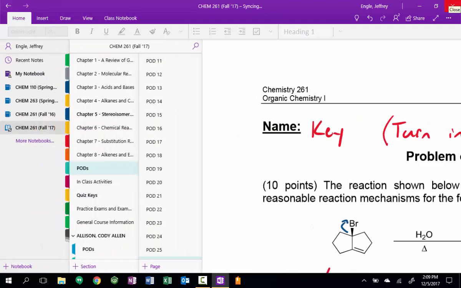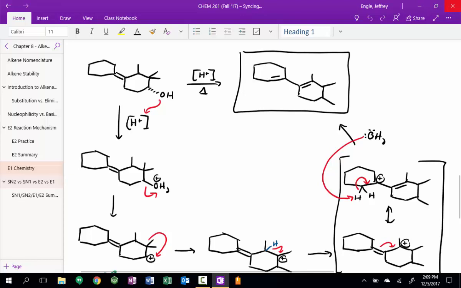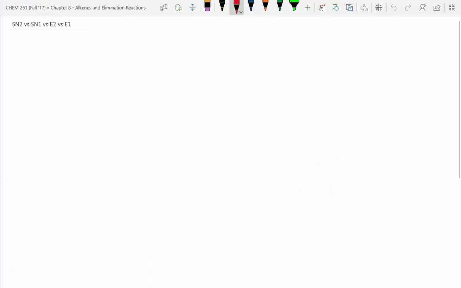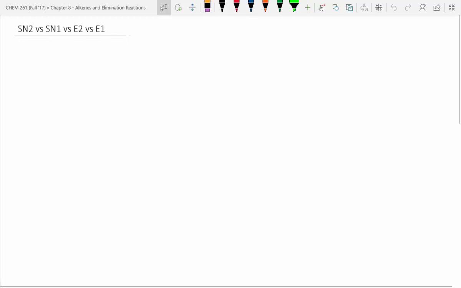So I wanted to introduce you guys to the most confusing part of the chapter. How to distinguish between SN1, SN2, E1, and E2 is really tricky. So I like to break it down first. I don't like it when students memorize this because it's really easy to forget things you memorize. I want you guys to understand why certain reactions work and why other ones don't.